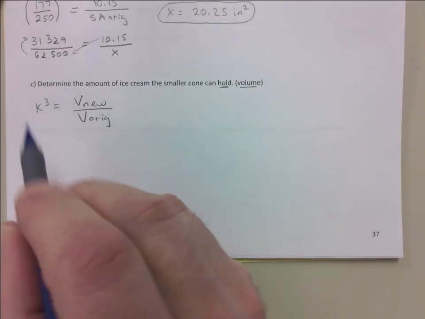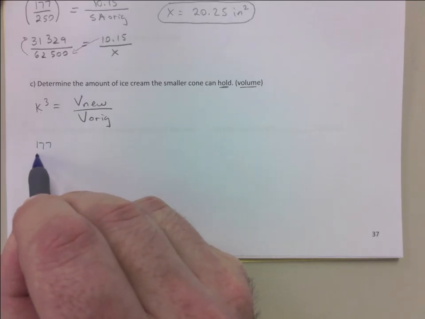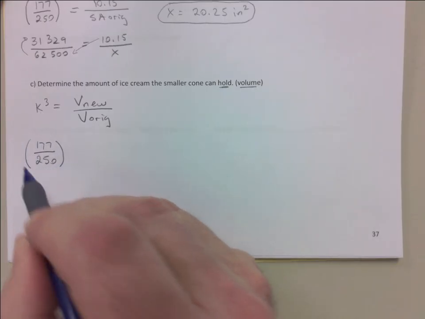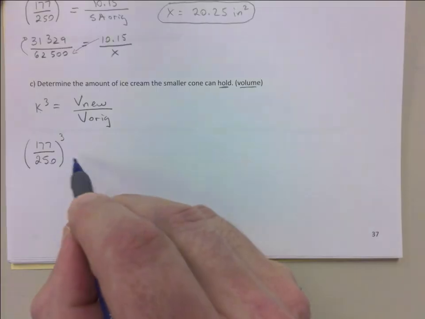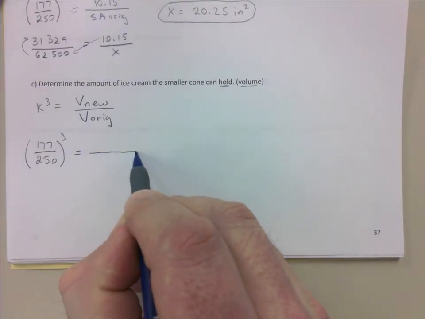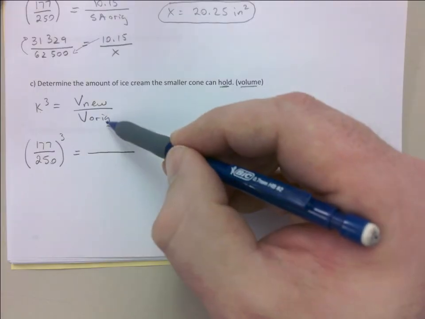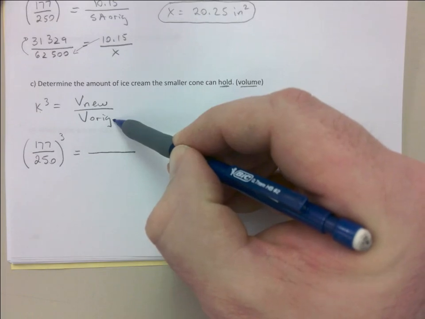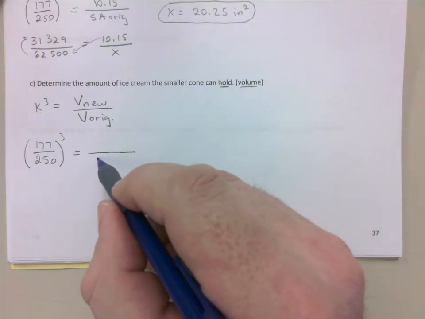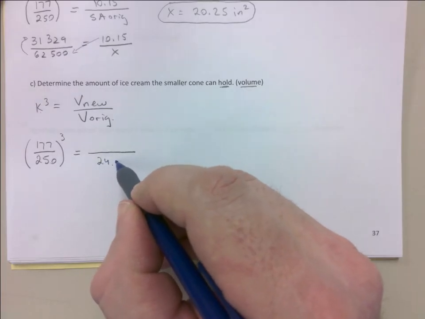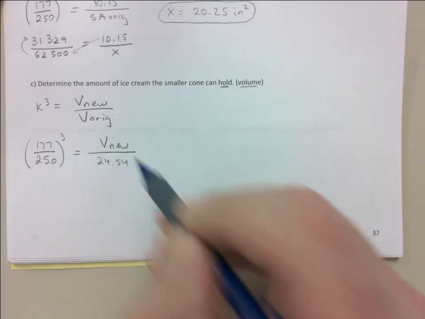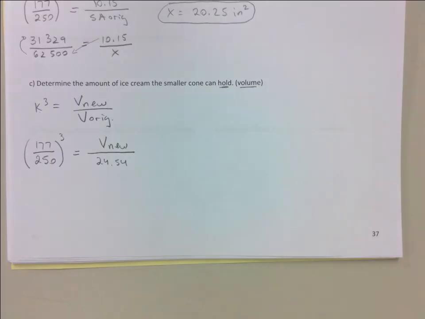K is what? 177 over 250. So once you have K, if the question gives it to you, you insert it, we cube it. And which one do I know of these two? I know the volume of the original. So in this case, I know that this is 24.54. And my quest is to find how much the new smaller cone can hold.